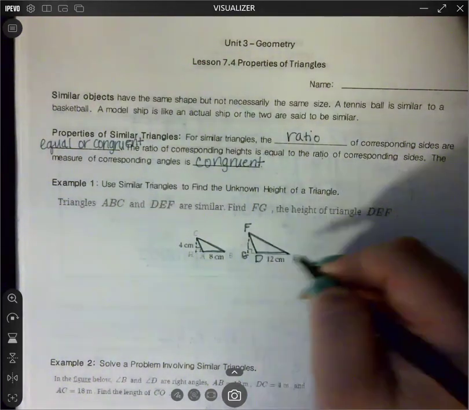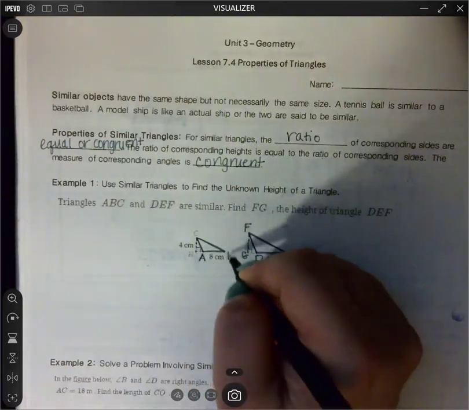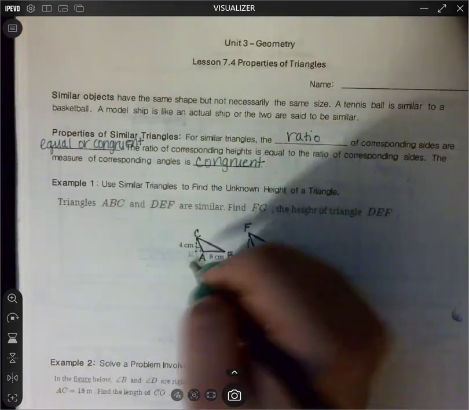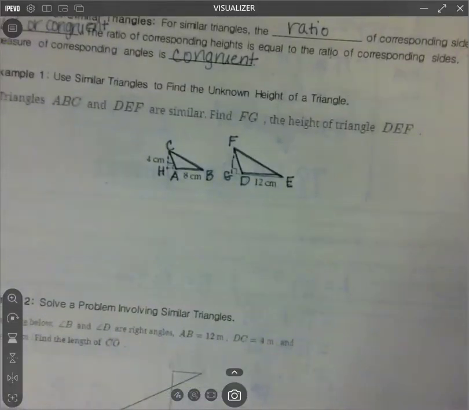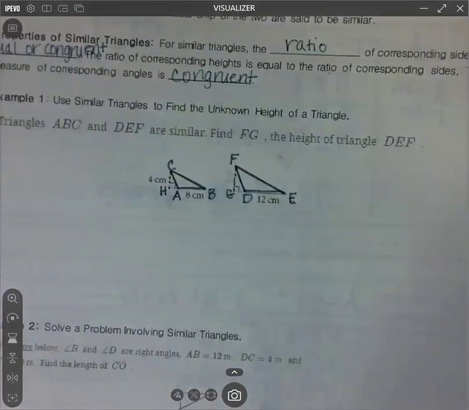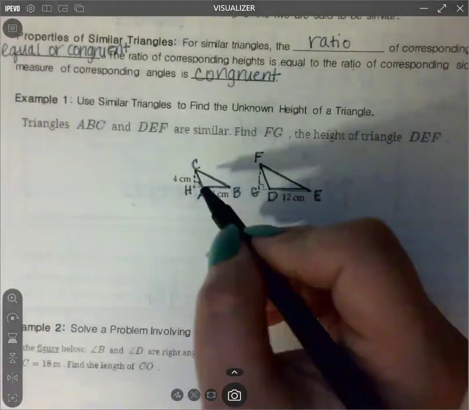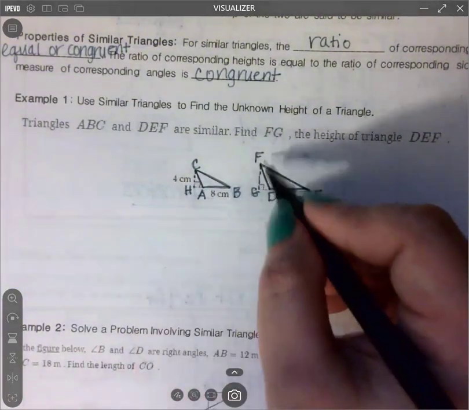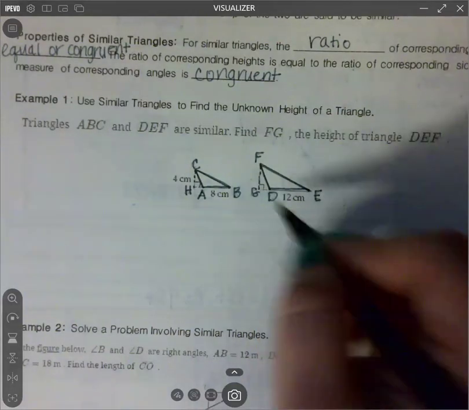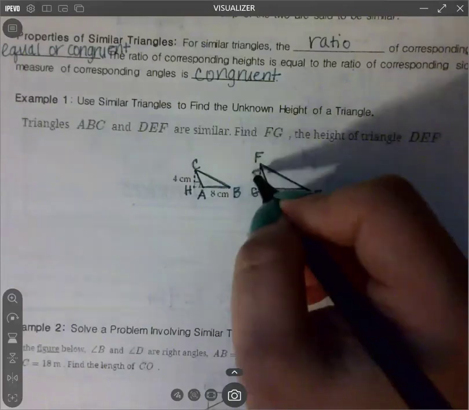Go ahead and label each of my triangles. Again, I suggest you draw them on your paper. All right, so as we're looking at these, the height of triangle ABC is 4 centimeters, and we're trying to find the height of triangle DEF, which is side FG. So I'm going to put an X right there.